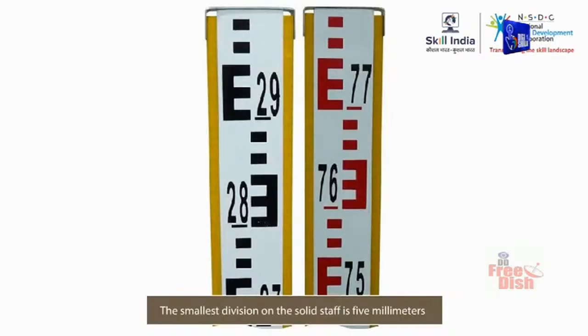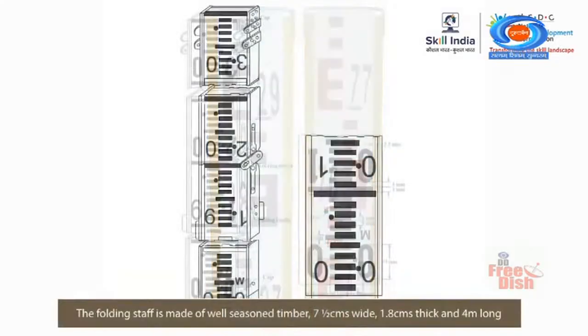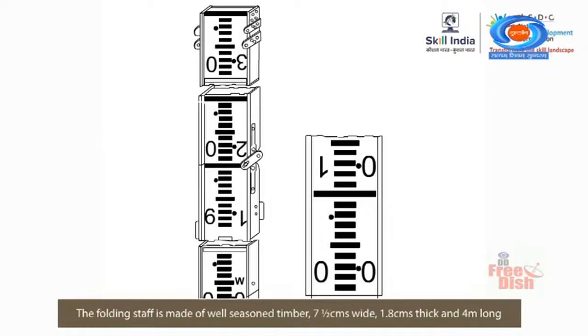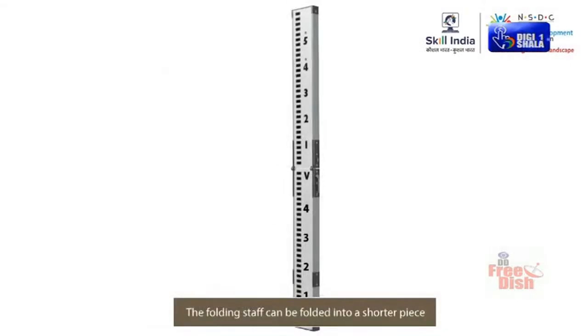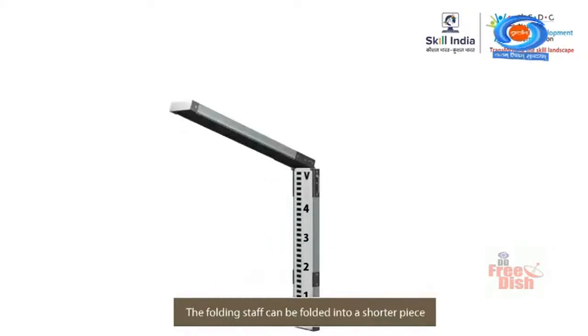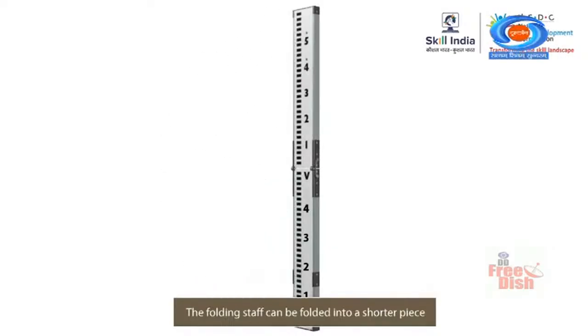Now, let us take a look at the folding staff. The folding staff is made up of well-seasoned timber that is about 7.5 centimeters in width, 1.8 centimeters thick, and 4 meters long. It is divided into two parts of 2 meters, along with a locking arrangement. It can be folded into a shorter piece when required. It is graduated in the same way as the solid staff.